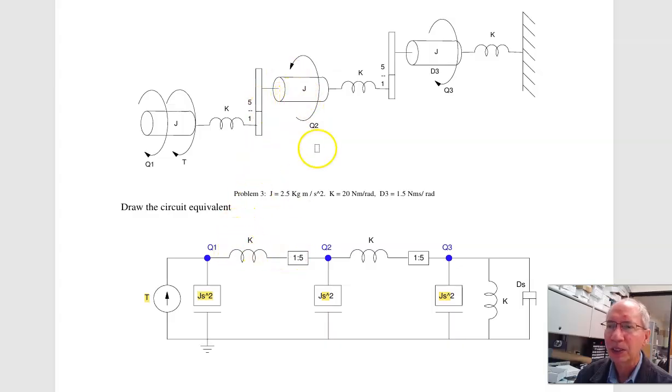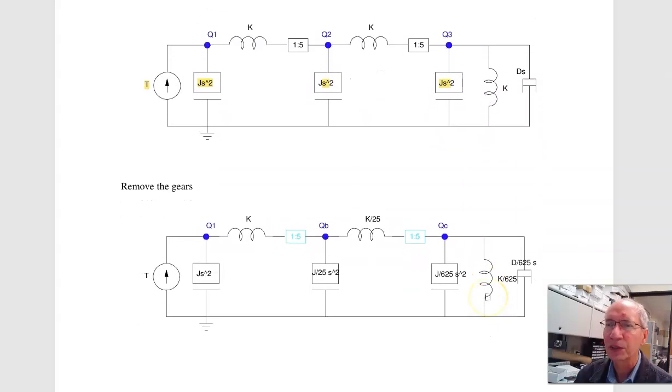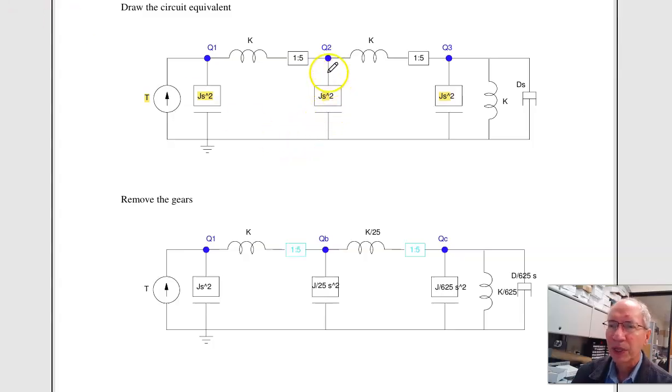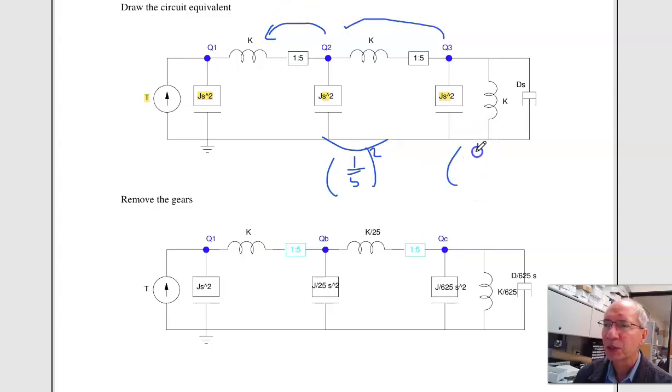That takes you to node 2. Node 2 has inertia and a spring. Takes you to the second gear, 1:5 ratio, which takes you to theta 3. I've got inertia and spring. So there's the circuit equivalent. Next step is get rid of the gears. When I go through a gear, I transform as the turn ratio squared, times 1/5 squared. So all this is times 1/5 squared. Everything over here is times 1/5 times 1/5, which gives you 1/25.